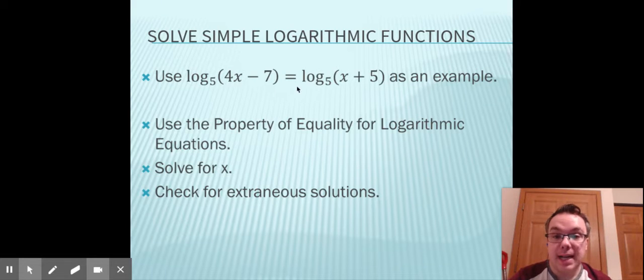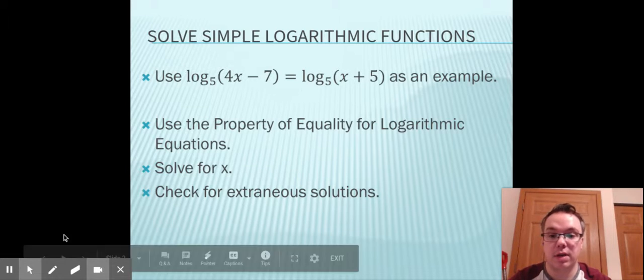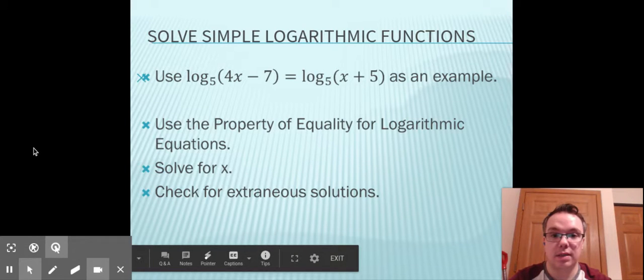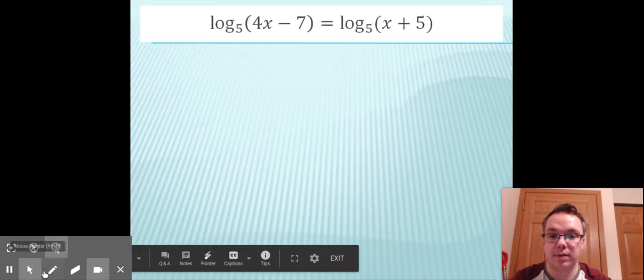All right, so today we're going to use that property of equality we just learned for logarithmic equations, that if we have the log with the same base equal to one another, we can drop the log. And then we're going to solve for x, and then we're going to check for any extraneous solution. So here is our first example.